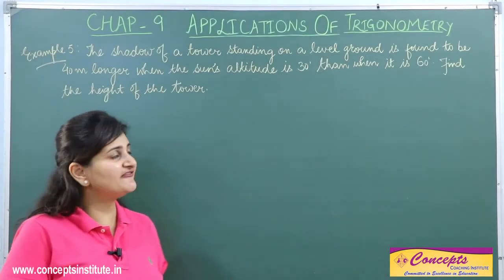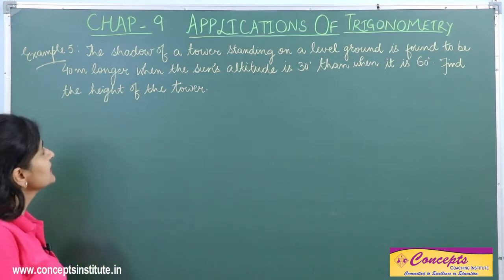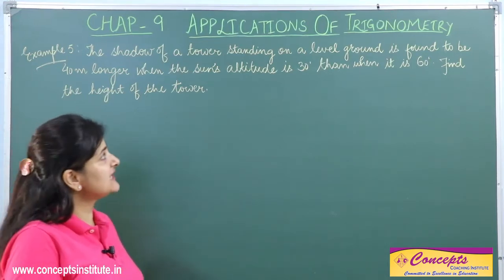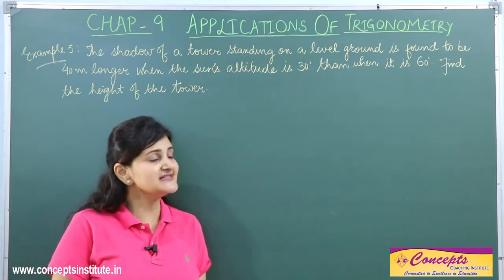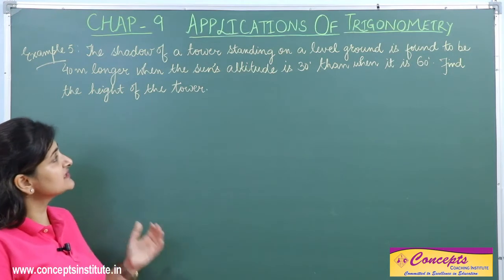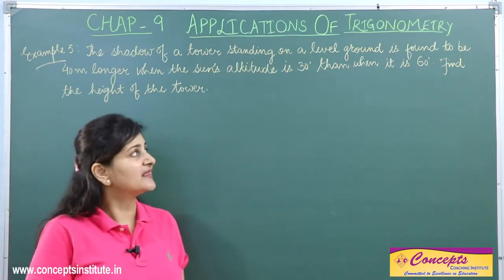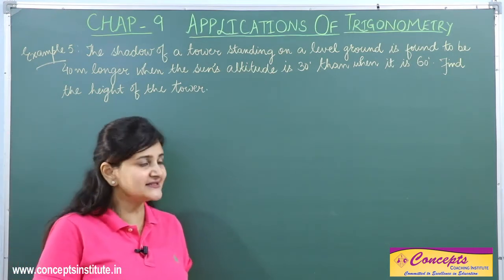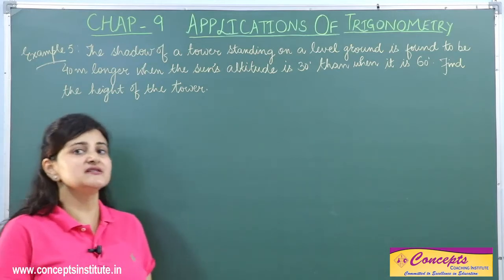Let's look at example 5. The question is, the shadow of a tower standing on a level ground is found to be 40 meters longer when the sun's altitude is 30 degree than when it is 60 degree. So find the height of the tower.